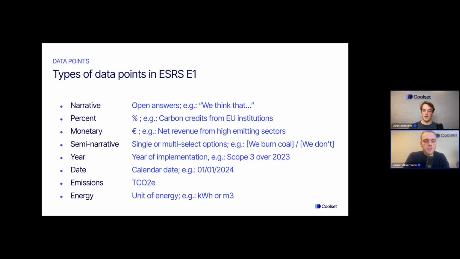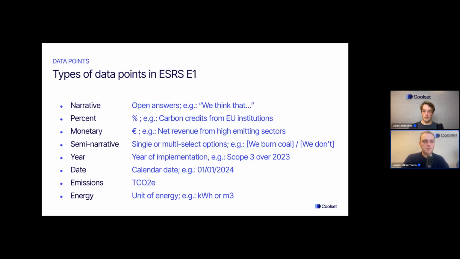So before we get into the data points themselves, there is a distinction to be made between all of the types of data points in ESRS E1. I've broken them down here. Let's just quickly go through them before we go into the data points. The first type of data point you're going to have is the narrative data point. This is the most frequently occurring data point, and it's basically open answers. Here we can, for example, think about questions such as, do you have a policy on climate change mitigation? And then your answer is going to be whatever you fill in. So there's no prescribed set of answers or a limitation to your answer. And then you can start with something like, we think that, or our policy is based on so-and-so.